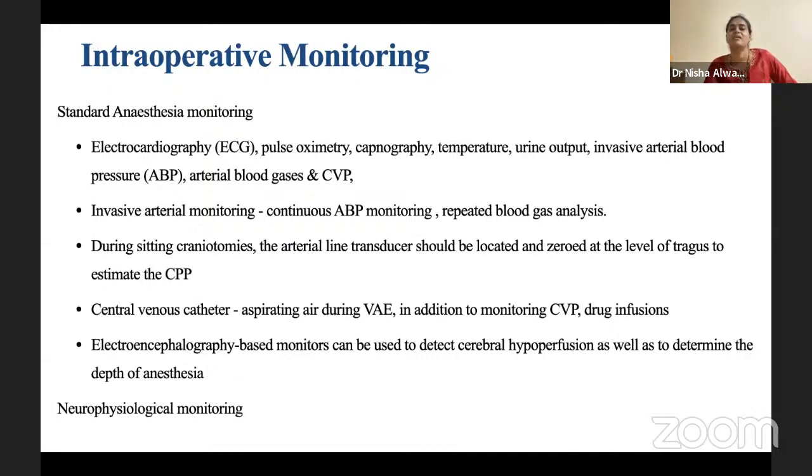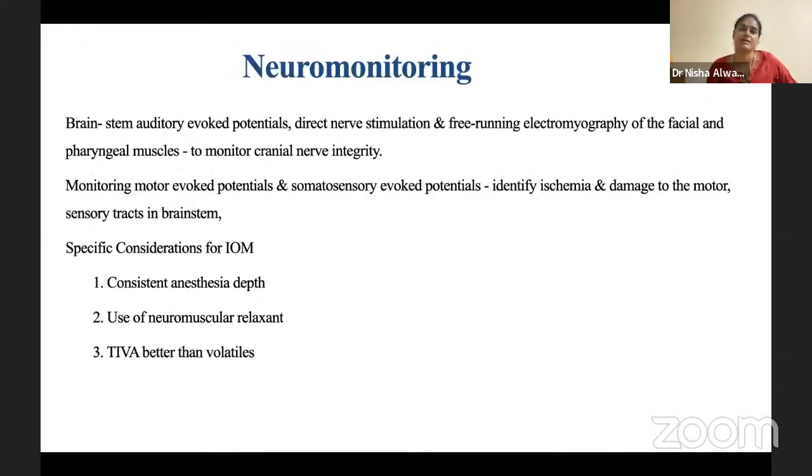Central venous catheter, well, it changes with the case-to-case scenario, but most of the time when we have intra-op neuromonitoring, we use it for delivery of drugs, as well as for vasopressors, and also maybe for CVP. And in some cases, especially venous air embolism, with the routine central venous line, we can try aspirating air. Yeah, that is one of the uses which we can find. EEG-based monitors can also be used to detect cerebral hypoperfusion. We can go for that.